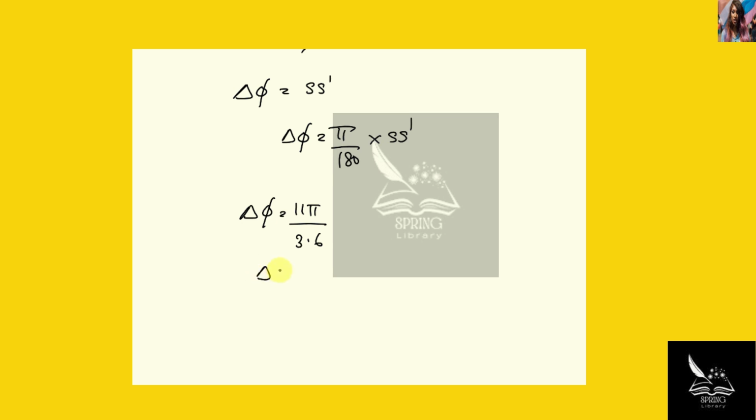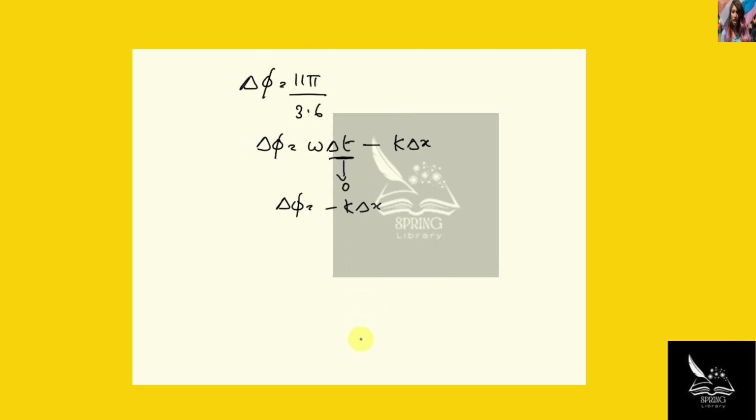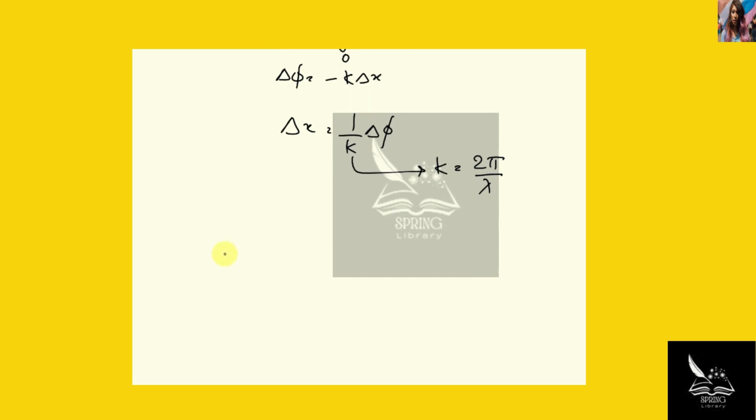And we know that delta phi is equal to omega delta t minus k into delta x, where since it is at a fixed time, delta t is equal to 0. Hence, delta phi is equal to minus k delta x. And delta x is equal to 1 by k delta phi, where k is the wave number, where k is equal to 2 pi by lambda. Let's substitute this. Therefore, delta x becomes lambda by 2 pi into delta phi.